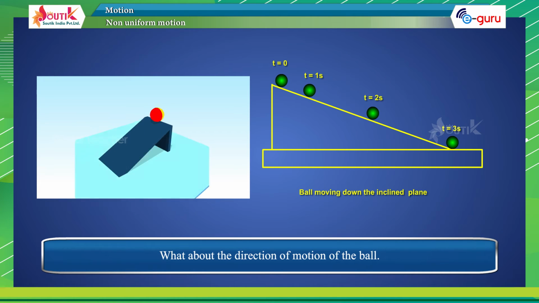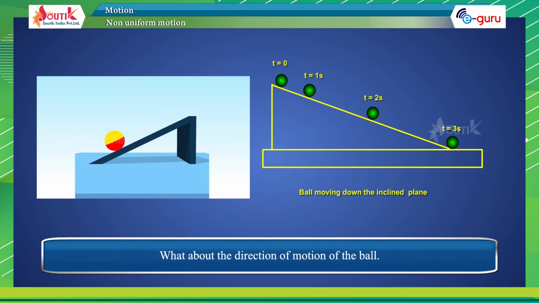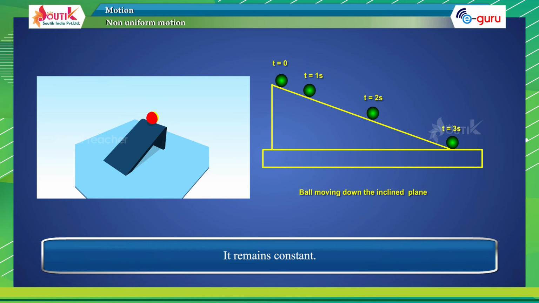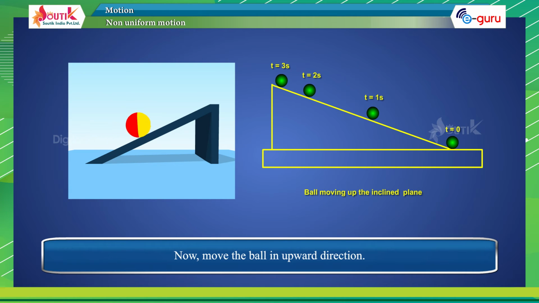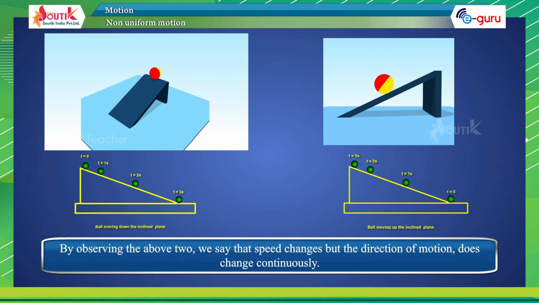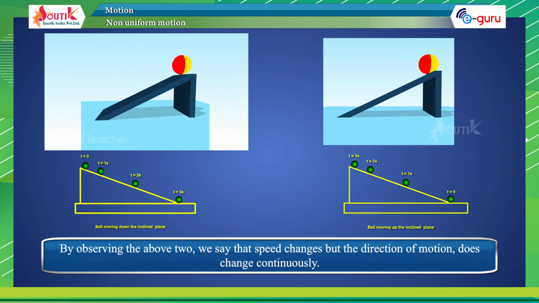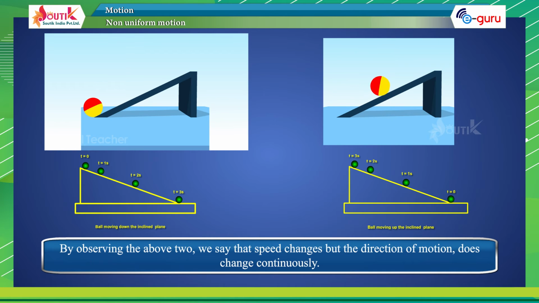What about the direction of motion of the ball? The direction of the motion of the ball does not change. It remains constant. Now set up the inclined plane as shown. Now move the ball in the upward direction. Now observe the speed of the ball and the path of the ball. By observing the above two, we say that the speed changes, but the direction of motion does not change.